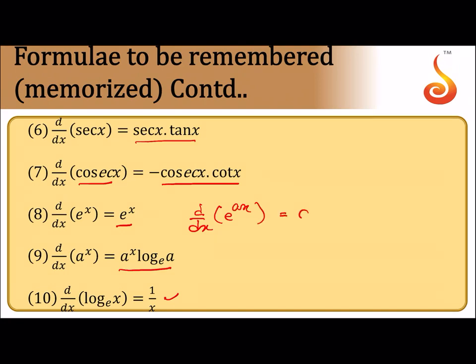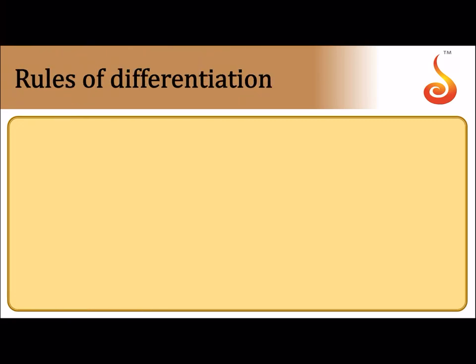Next one, derivative of secant x is secant x tan x, derivative of cosecant x is minus cosecant x cot x, derivative of e to the power x is e to the power x, derivative of a to the power x is a to the power x log base e a, derivative of log x is 1 by x. So d by dx of e to the power ax will give you a e to the power ax.